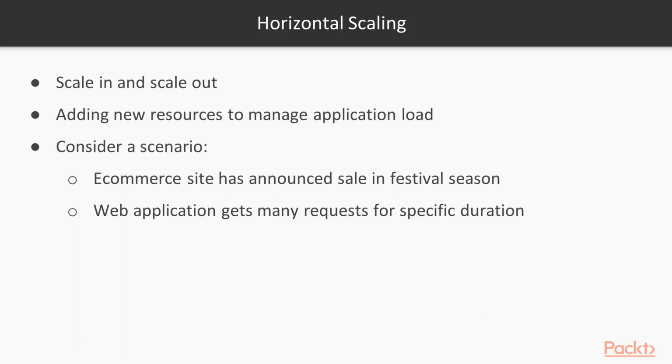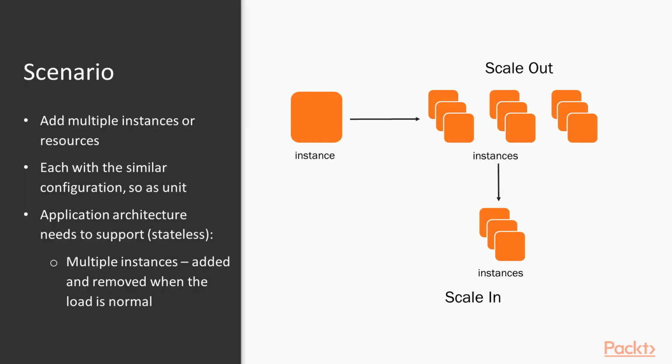Consider a scenario where an e-commerce site has announced a sale in a festival season. The web application gets many requests in such a scenario for a specific duration. In this case, add multiple instances or resources, each with a similar configuration, so as a unit, they all try to serve requests in a better way. However, in such a scenario, the application architecture needs to support stateless, where multiple instances are added and instances are removed when the load is normal.